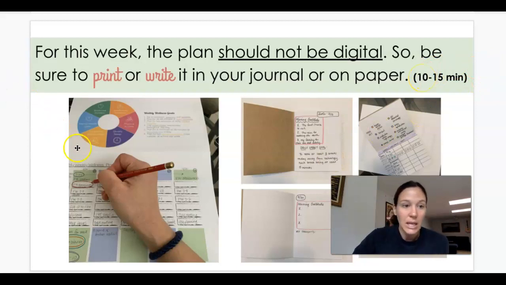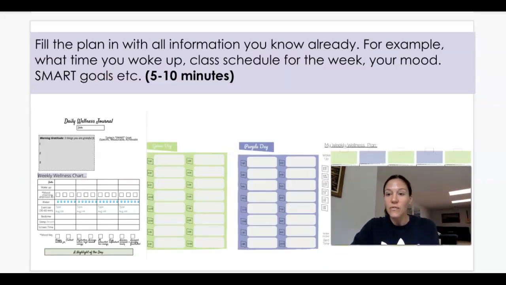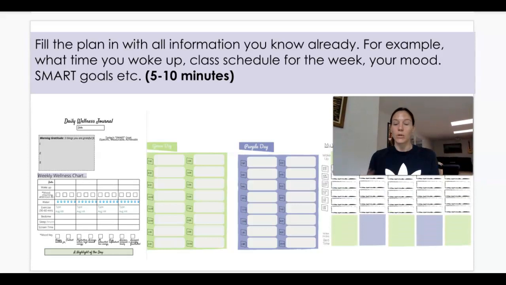So really you're taking 45 minutes to maybe do some research, compile different aspects of journals that you like, print it out and write it out. So you've got some time here to make it pretty, use colors, really make it something that you're going to be excited to come back to on a daily basis. Then you're going to take about 5 to 10 minutes to fill in what you know for the week.